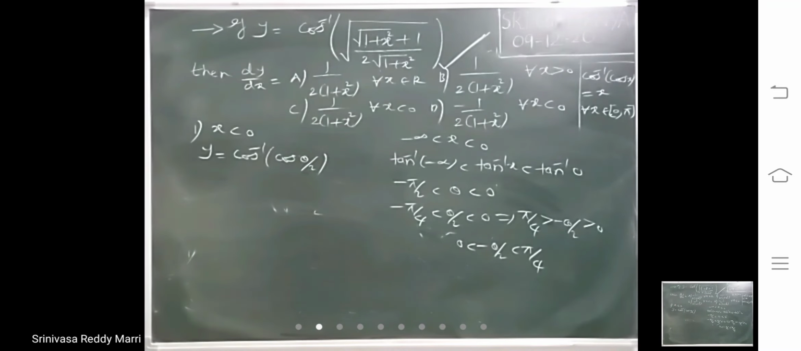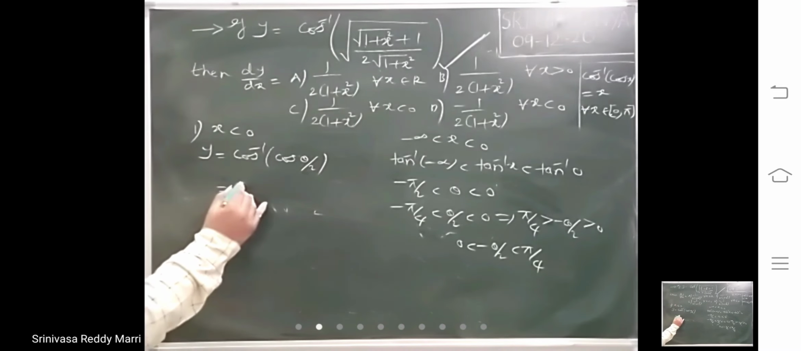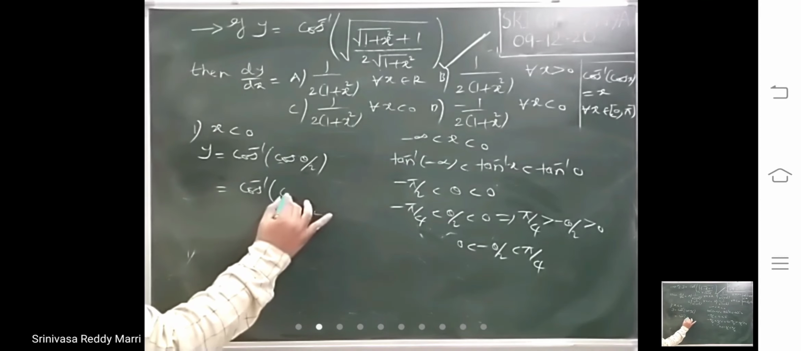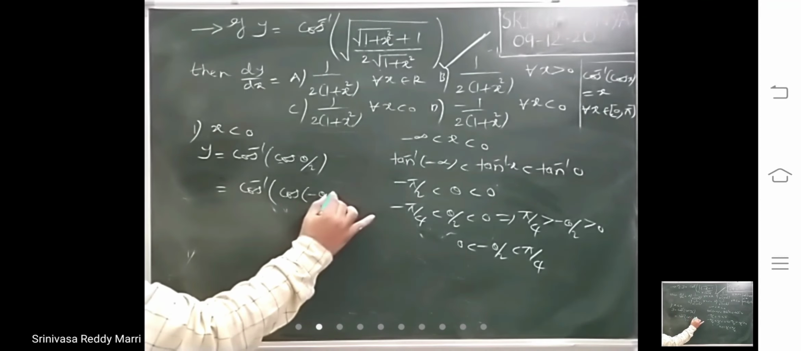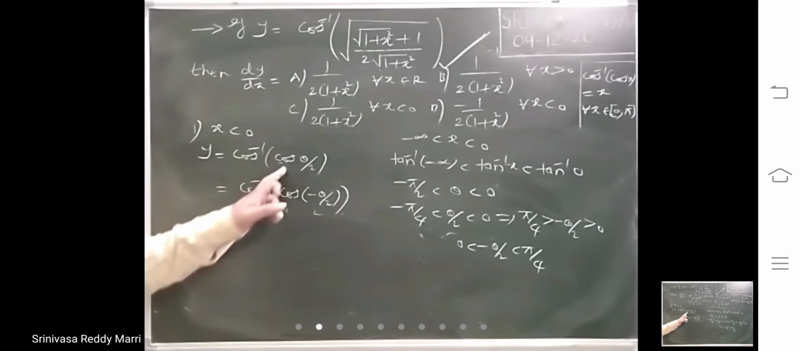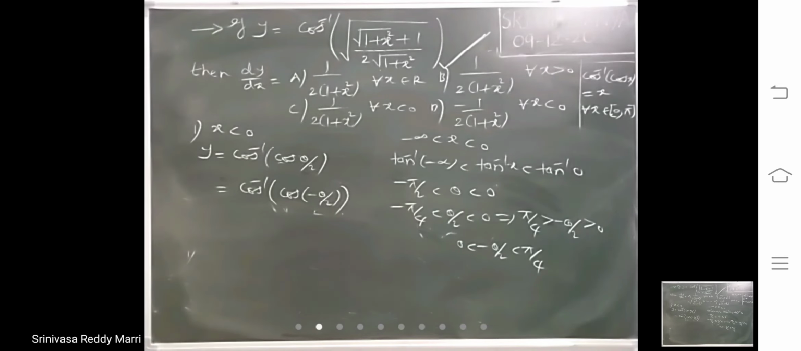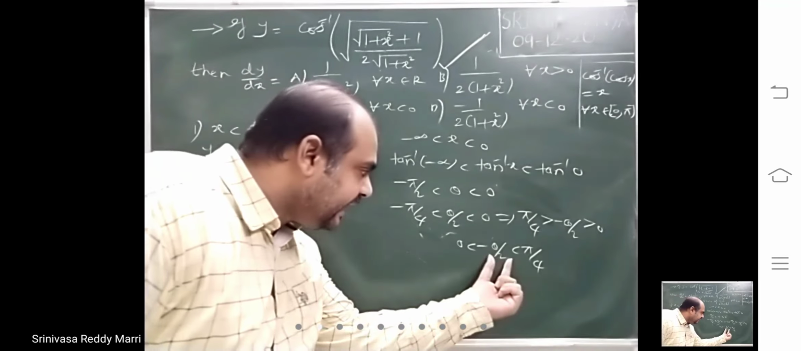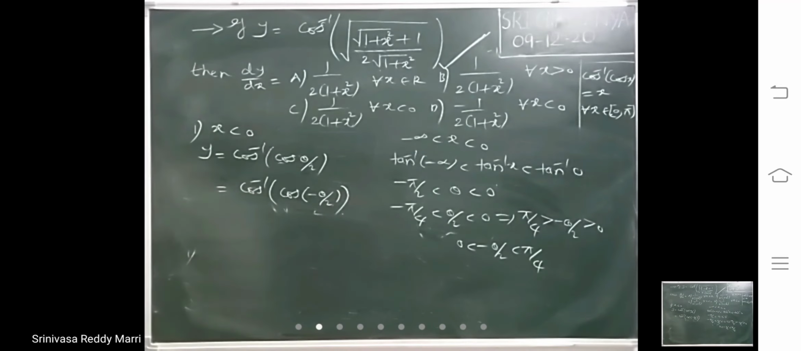Minus theta by 2 is lying in the interval 0 to pi by 4. I will adjust like this. Cos theta by 2 is nothing but cos of minus theta by 2. Cos theta by 2 and cos minus theta by 2 are the same. Now look at cos inverse cos x. x is minus theta by 2 and x is lying now in the interval 0 to pi by 4.